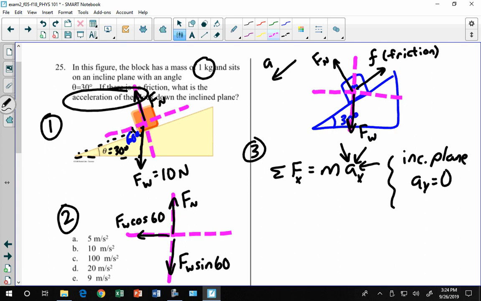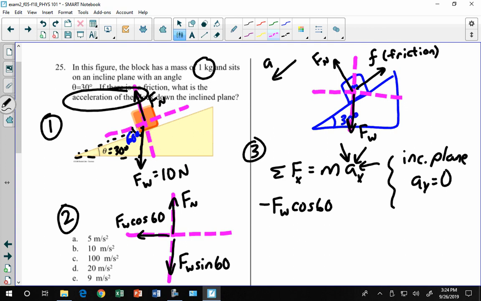But if we had used this coordinate system over here, notice we'd have a component ax and a component ay. And you can work that problem, but it becomes a lot more difficult. Okay, so sum of the forces in the x. It looks like I just have one force. I have minus Fw cosine 60. Why did I do minus? It's in a negative x direction.